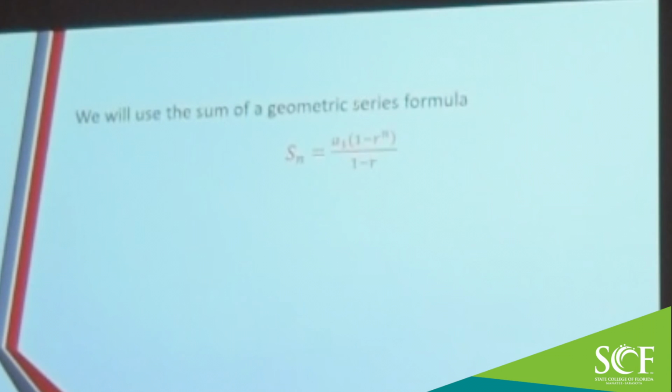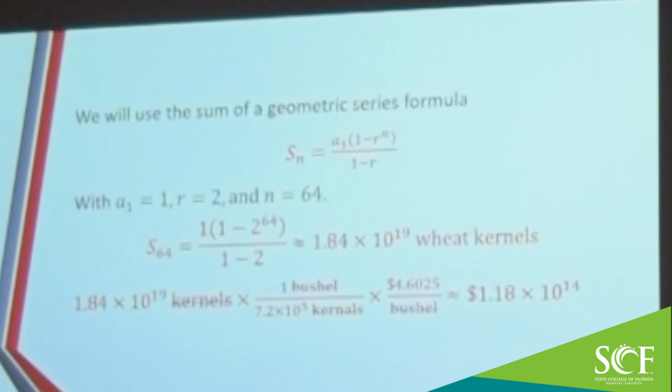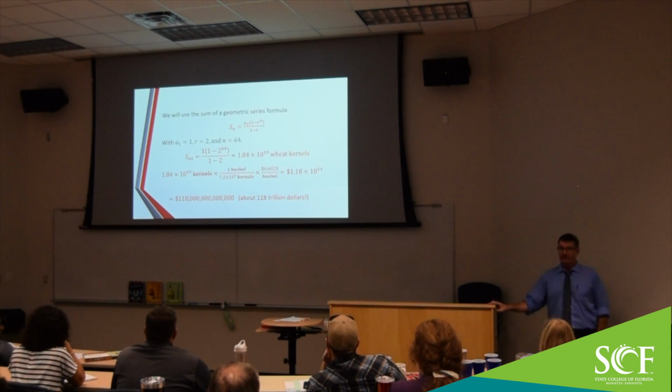We'll go through this pretty quickly. This is a nice, again, this is in liberal arts math. It's also in pre-calculus math. We do some later in some calculus too, but there's our formula. Starts off with 1, it doubles, and we do it 64 times. So we end up with this many wheat kernels. Now you look at that, it turns out to be 1.18 times 10 to the 14th. $118 trillion. That's worth of wheat on the wheat board.